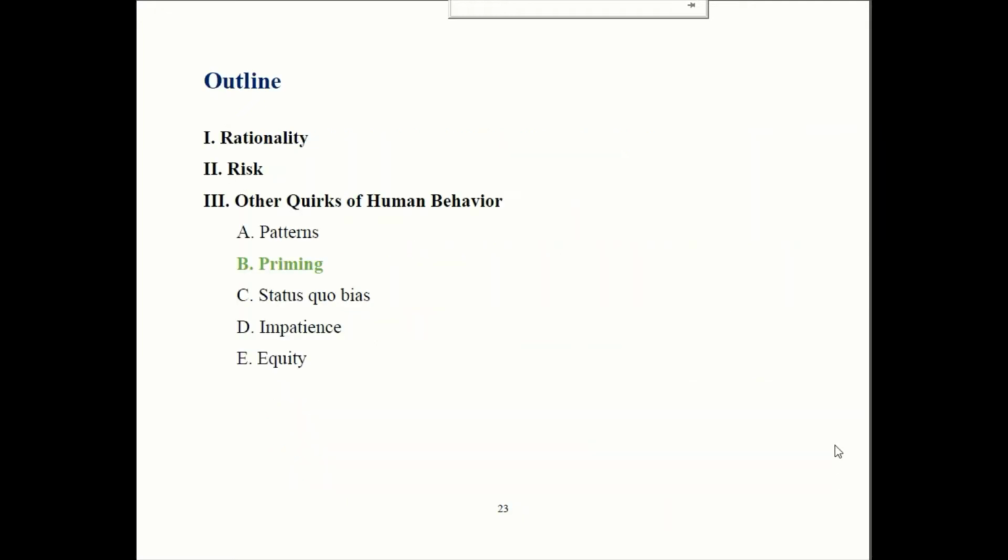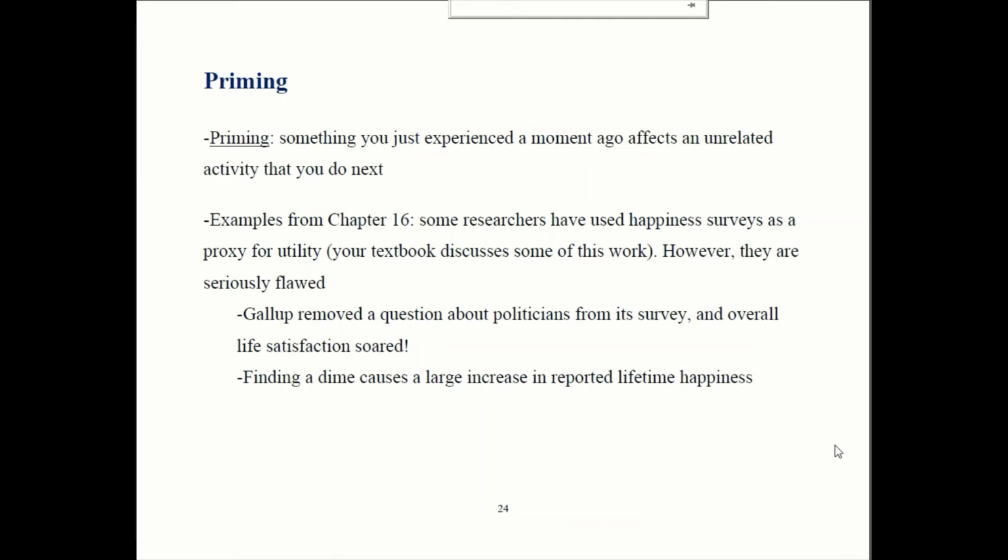So that's patterns. Now we'll look at priming. We actually saw some examples earlier of priming. This is back in chapter 16. So in general, priming means that something that just happened to you recently ends up affecting your choice in something that's unrelated that comes up next. So that's a very broad and general definition. Here are some examples we saw earlier.